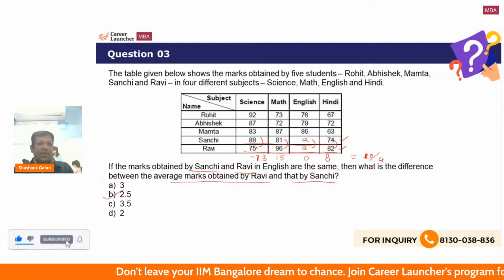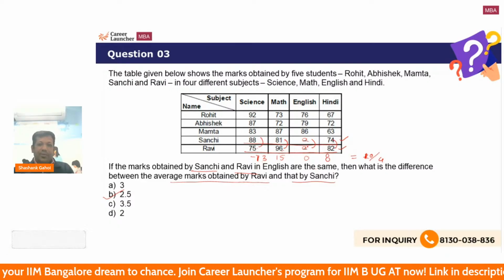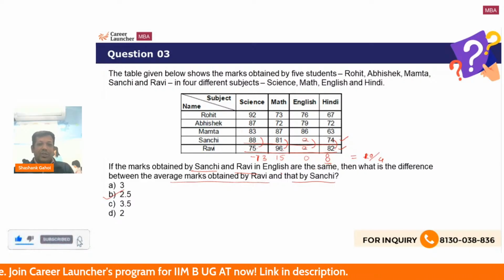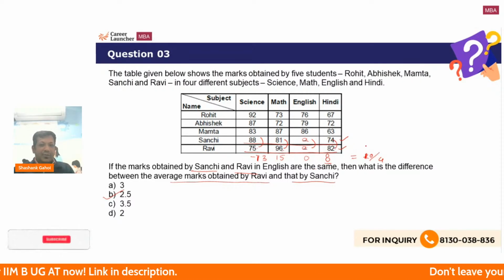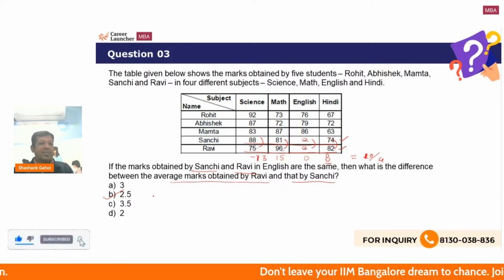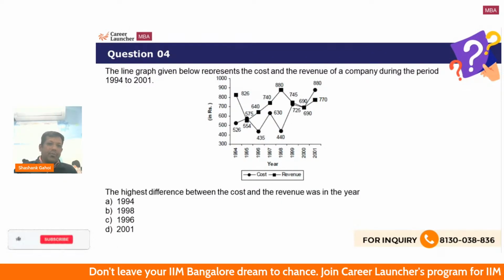Understood? 75 minus 88 is minus 13. 96 minus 81 is 15. A minus A difference is 0. This minus this is 8. So overall summation comes out to be 10. Divided by number of subjects that are 4. So 10 by 4 is going to give you the difference in average that comes out to be 2.5. Okay. Now this one.